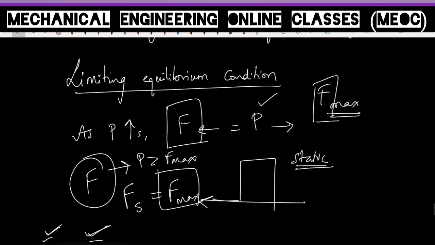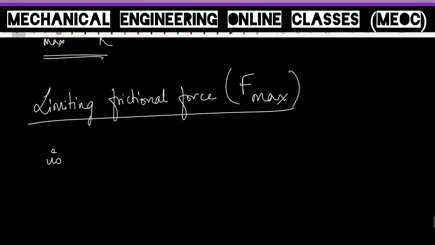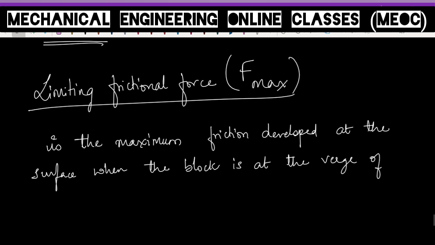So until P is given a value that is more than F max, and even after F max is overtaken by P, the object is in motion. Now the kinetic friction is also less than Fs. So the maximum value of friction is at the verge of motion. That friction is called limiting frictional force or F max. This is the maximum friction developed at the surface when the block is at the verge of motion, meaning it is just getting ready to move.